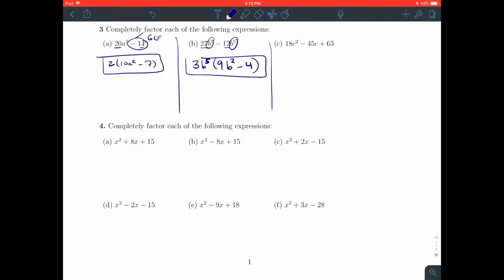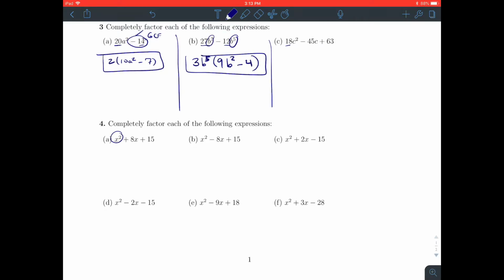Here we have 18, 45, 63. Even though we have 3 terms, because the leading coefficient is 18 instead of just x squared alone, we have to use GCF. So 18, 45, and 63 are all divisible by 9. That gives us 9 times 2c squared minus 5 times c plus 7.